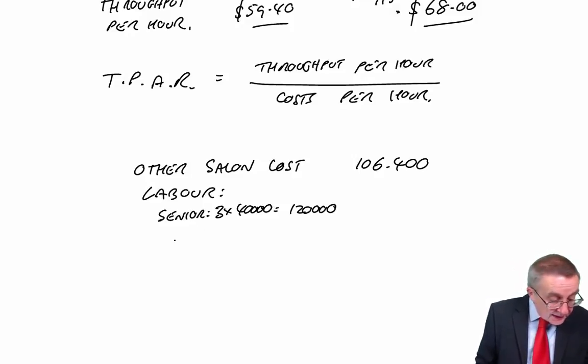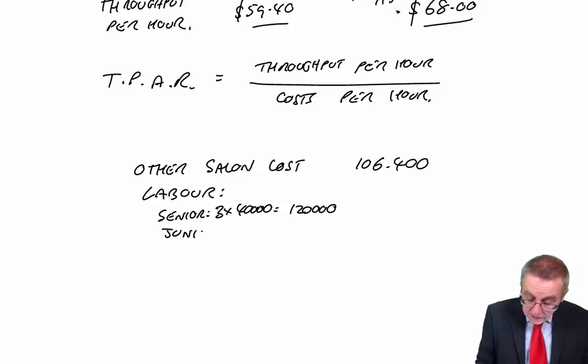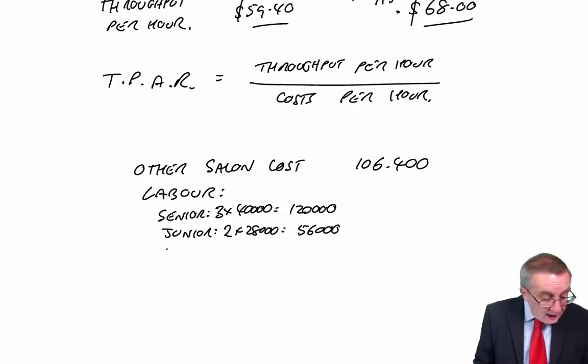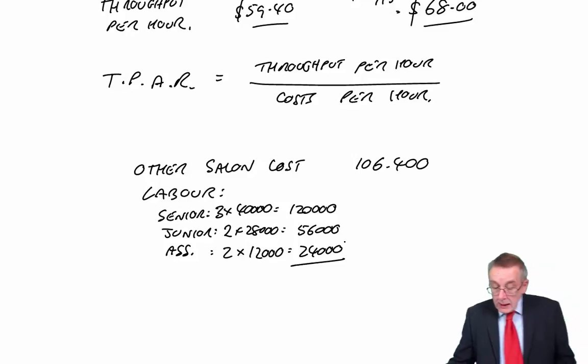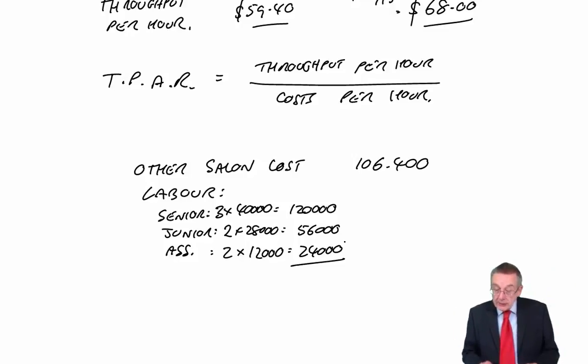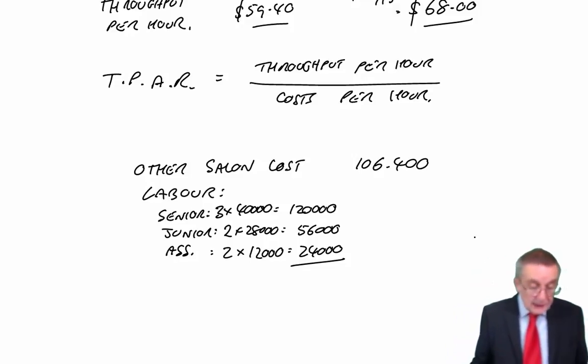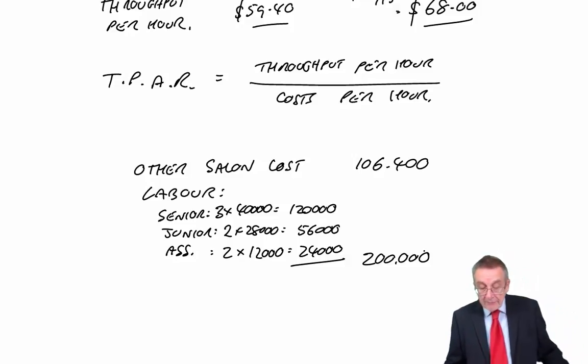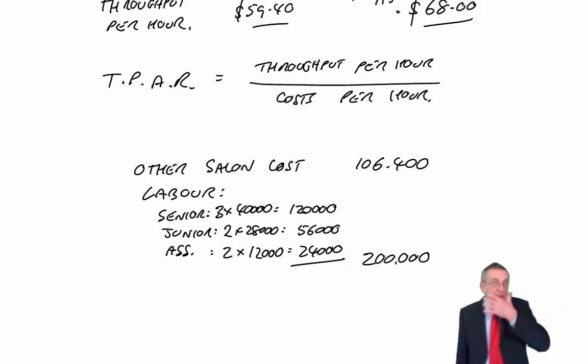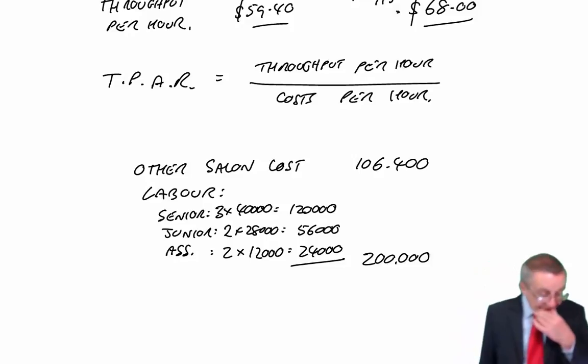The junior stylists are paid 28,000, and there are 2 of them. And the assistants, there are 2 of them, and they're paid 12,000. So the total labour, 120, 176, 180, 200,000. Now that's what the examiner intended, and I must admit that's the way I read it.